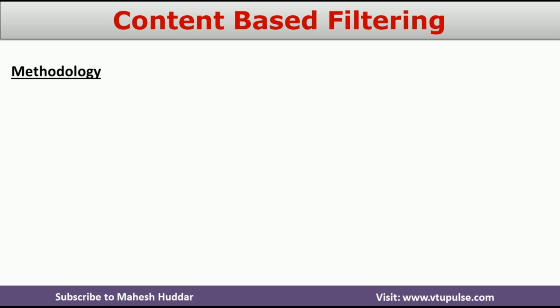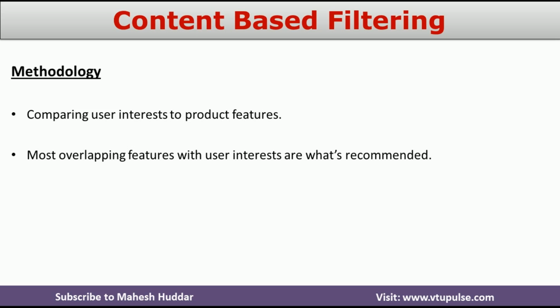Now we will see the methodology followed in content-based filtering. This method revolves completely around comparing user interests to product features. The products that have the most overlapping features with user interest are what's recommended. That is, if there is a maximum overlap, those products will be recommended.